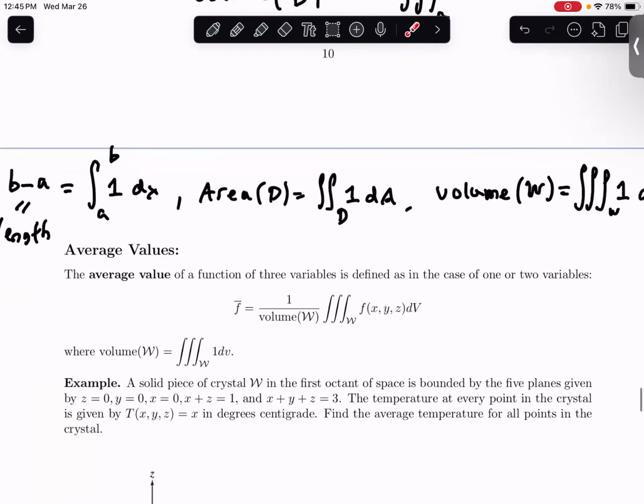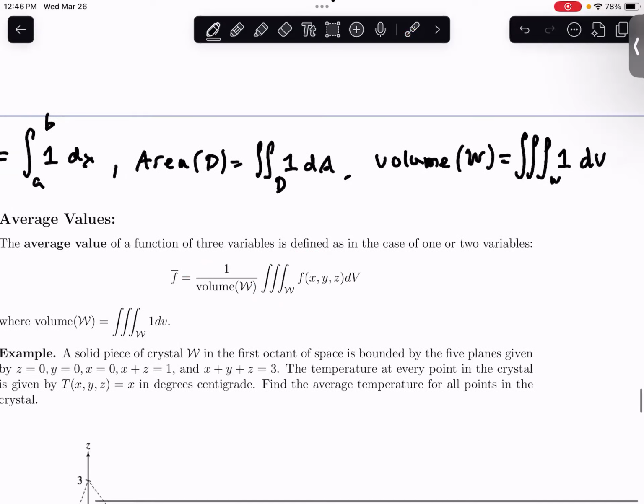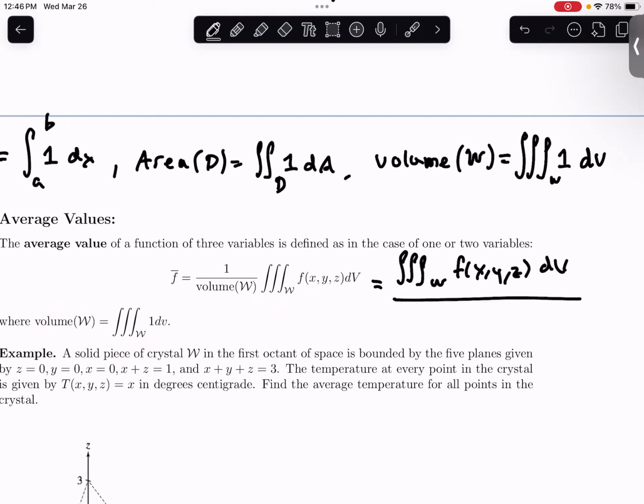And so with this volume equation, the average value of a function of 3 variables is defined in a familiar way: 1 over the volume of W multiplied by this triple integral of f of x, y, z. I already told you the volume's equal to this triple integral, so you can rewrite it as the following quotient. This is the triple integral over W of f of x, y, z dV, over the triple integral over W of 1 dV.